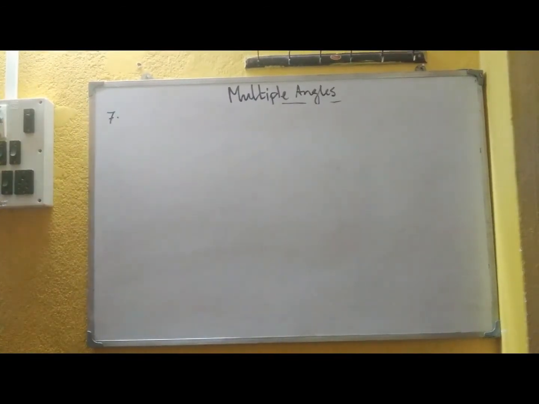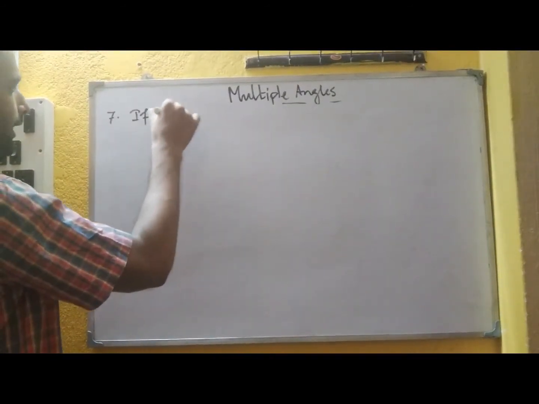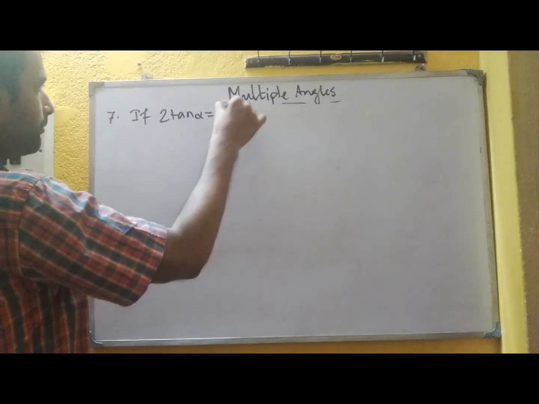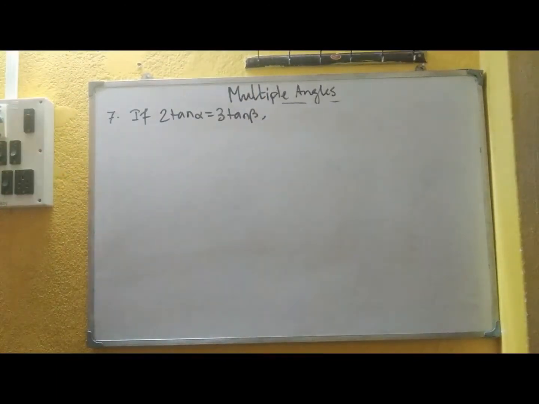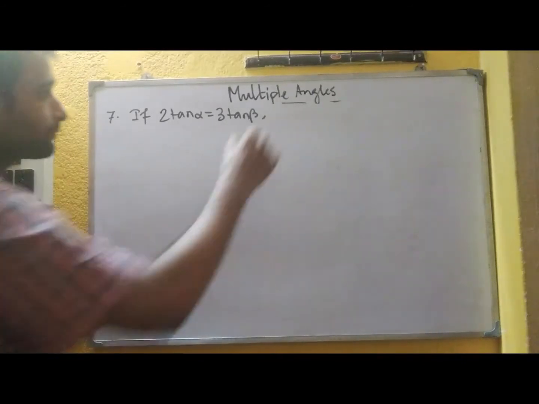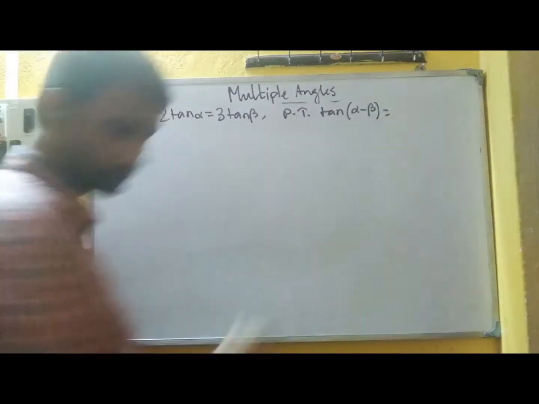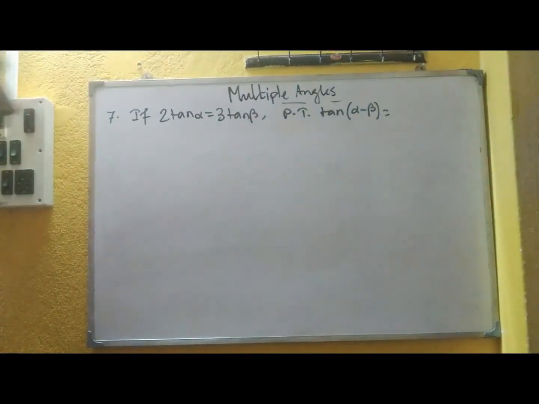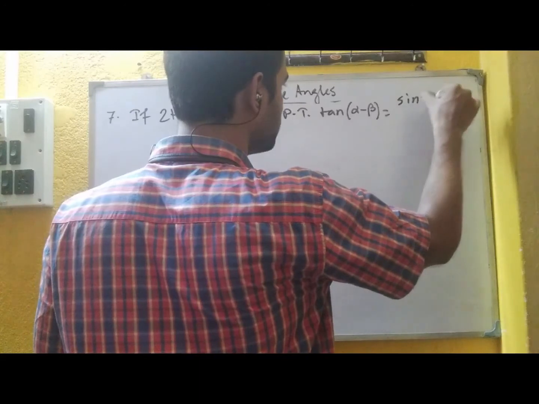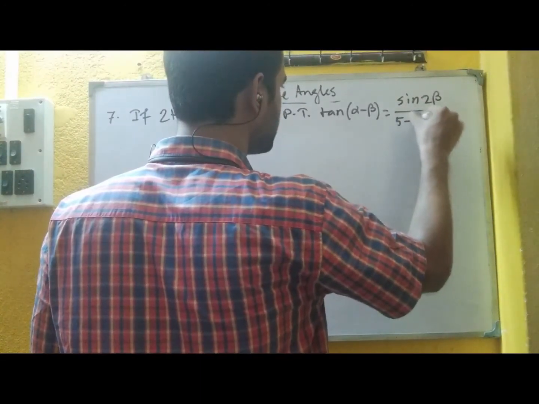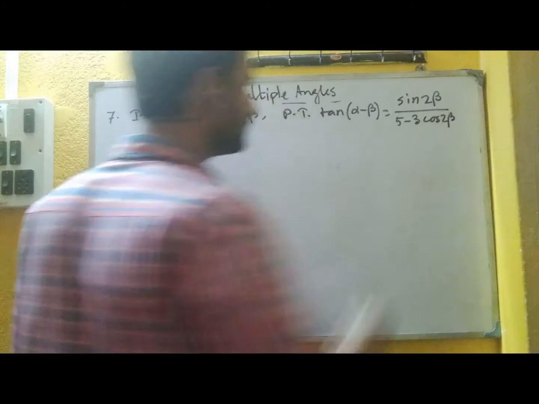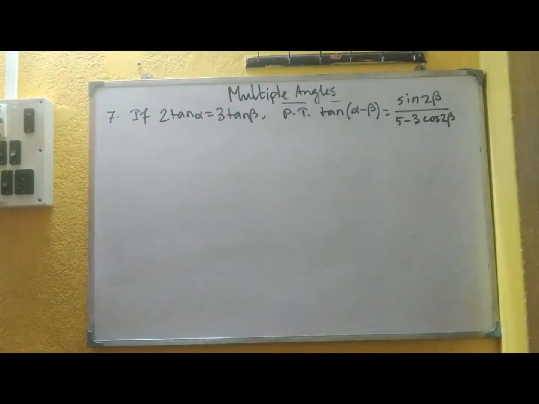So let us see our next sum. It says if 2 tan alpha equals 3 tan beta, we have to prove that tan alpha minus beta is equal to sin 2 beta by 5 minus 3 cos 2 beta. It's a very important sum for the boards, so see it carefully.